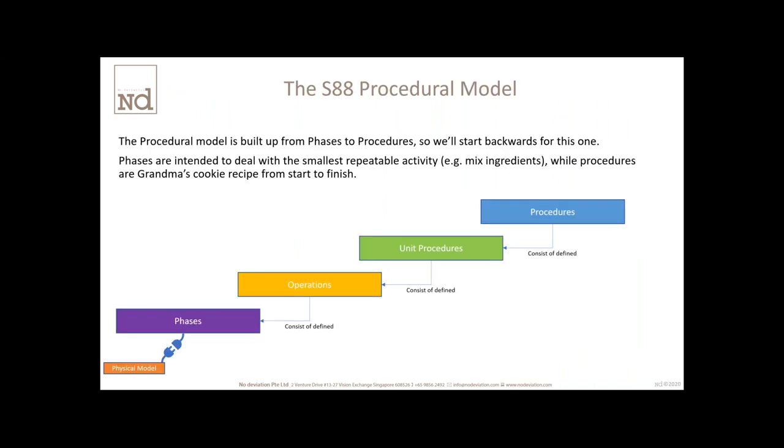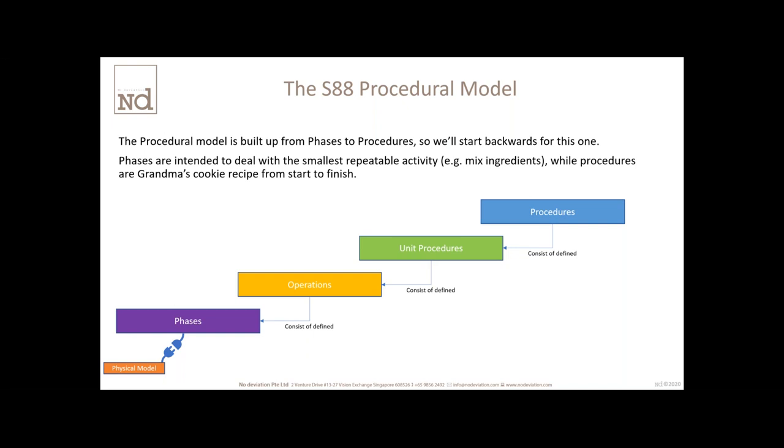So that's the physical model. That's the things you can touch and is going to impact the problem. So we're going to talk about the other half of S88, which is the procedural model. And the procedural model is basically sequencing. Do X, then Y, then Z to make product A.